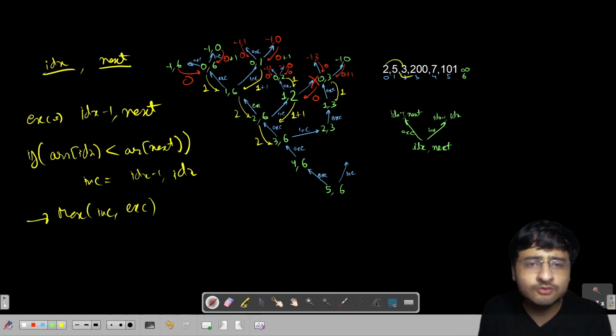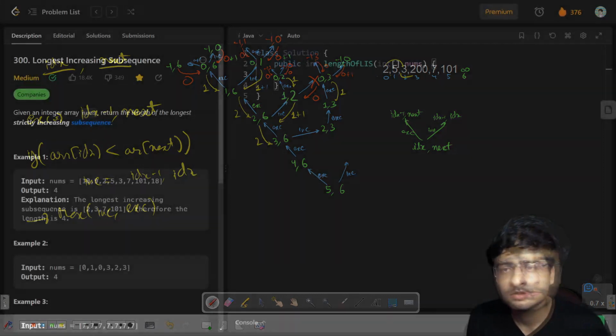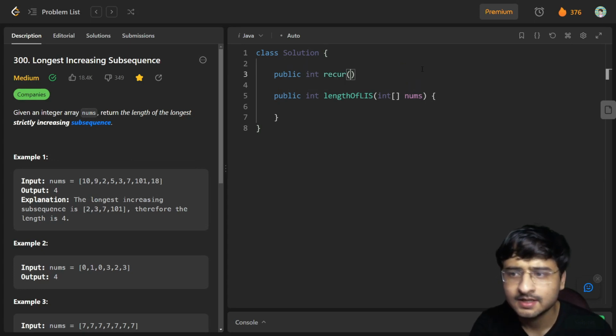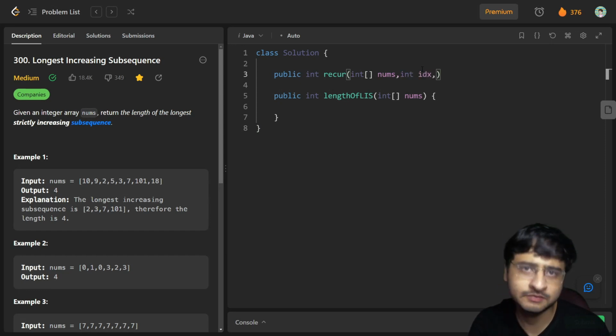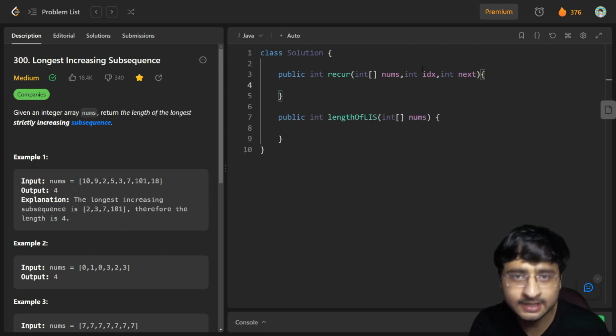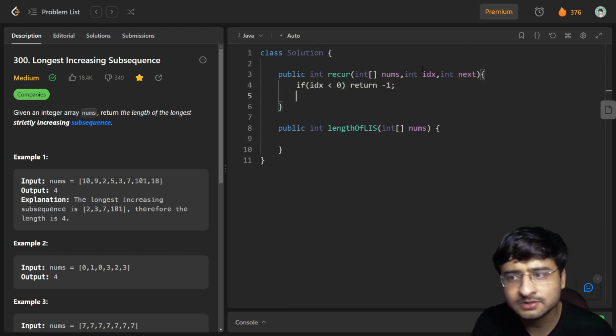So let us write the recursive code and convert it to memoization quickly. So let us start writing the recursive code itself. So public integer, I'll consider integer recursion. Integer array nums should be passed. Integer idx should be passed, which I'm standing on, and integer next index, like the index to the next person who's coming, right? What is the base case? If index becomes less than 0, I'll return 0, right?